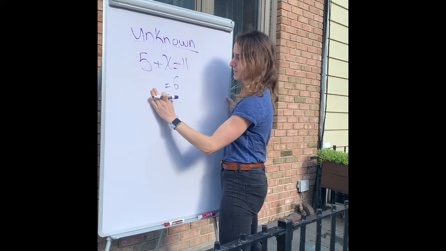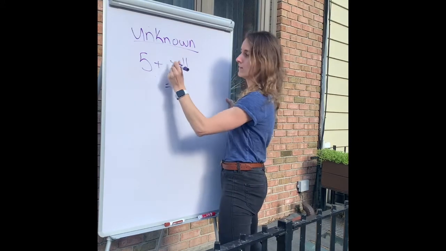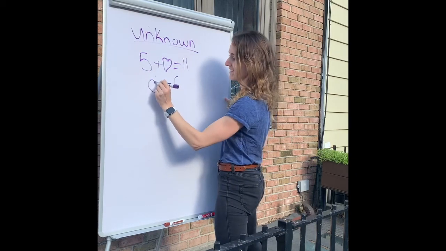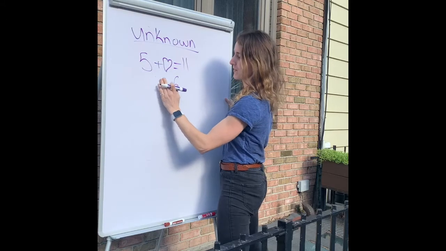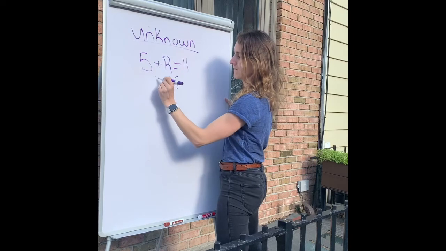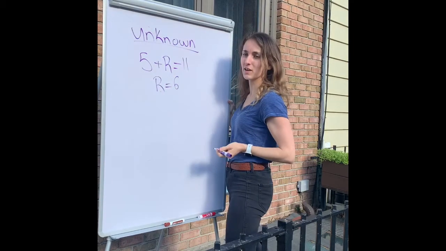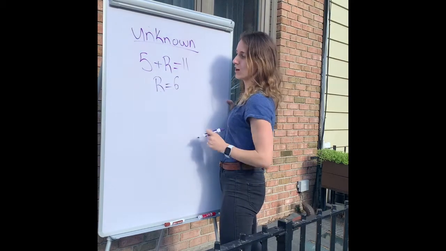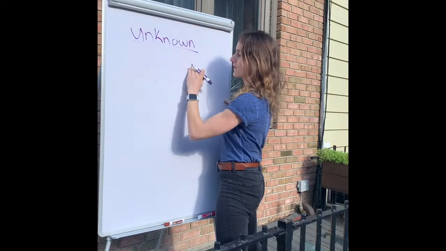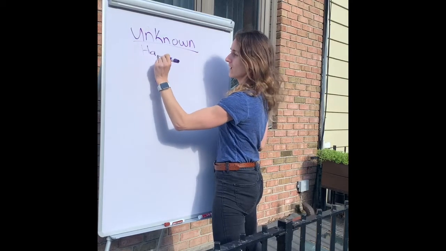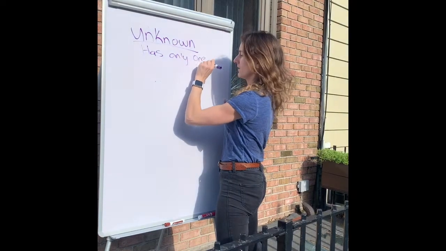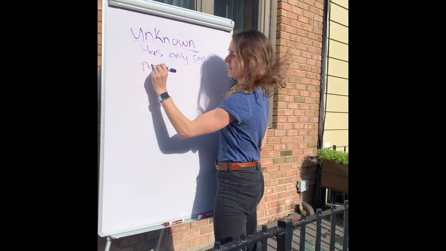Now, it doesn't have to be an X. It could be any symbol. You could draw a heart. Well, maybe I can't draw a heart, but I can draw a heart and say that a heart equals 6. It could be a different letter. I'm going to put an R. Then R could equal 6. An unknown can be whatever you want it to be. Heart, R, X, anything. Now, recall that an unknown has only one possible value.